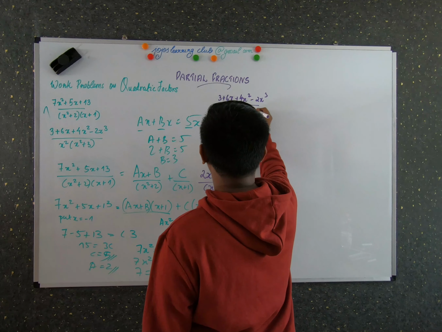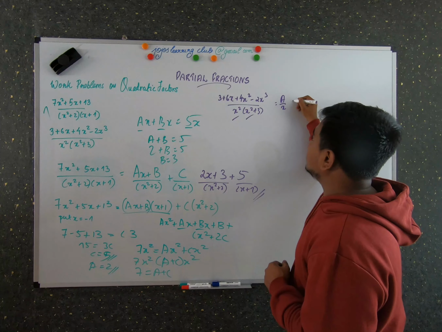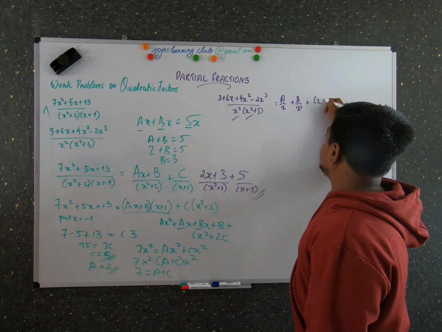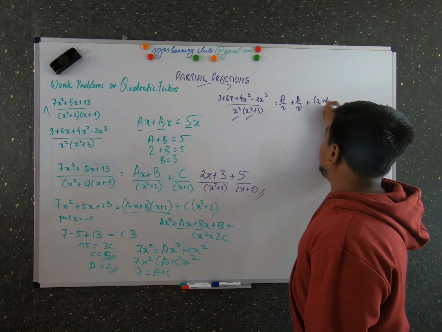There is a quadratic factor, and also a repeated linear factor. So how can you write this? You can write this as a by x plus b by x square plus cx plus d by x square plus 3. I hope it's clear.